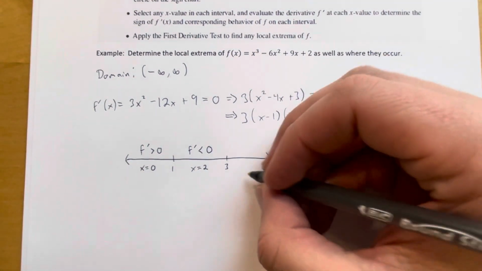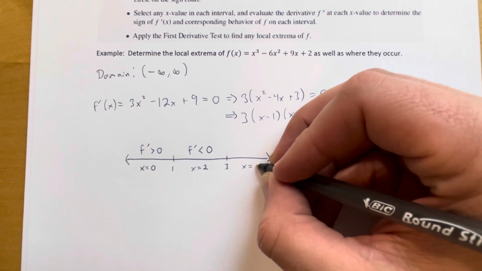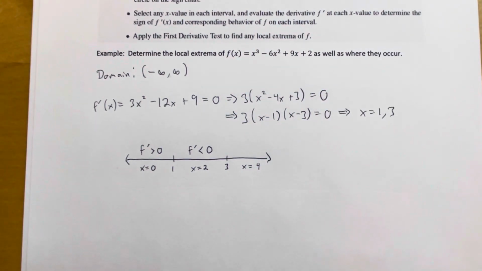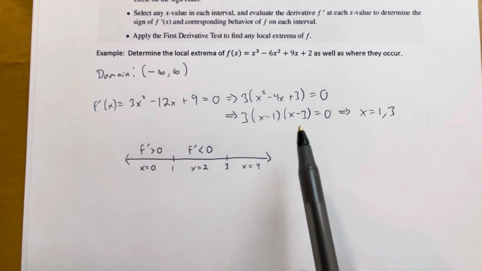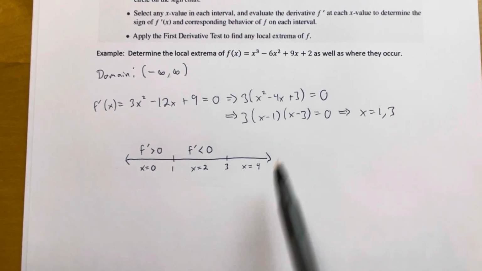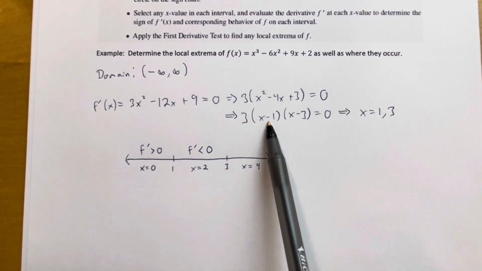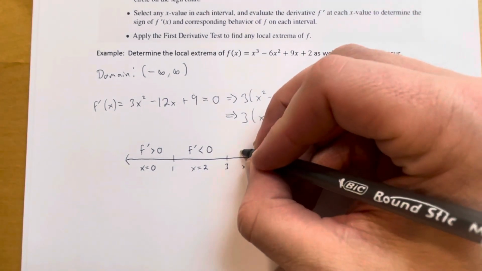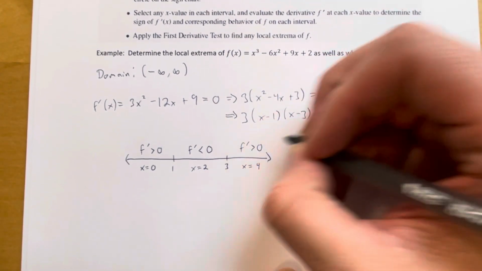Now I need to pick something larger than 3. Doesn't matter how much bigger. I can make it 4. I can make it a billion. It doesn't really matter. Just needs to be anything bigger than 3. But 4 minus 1 is positive. 4 minus 3 is positive. So I have positive. The product will be positive. F prime is greater than 0.